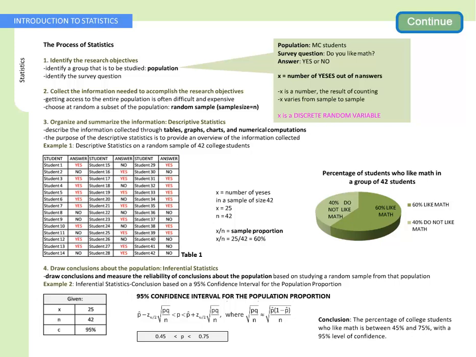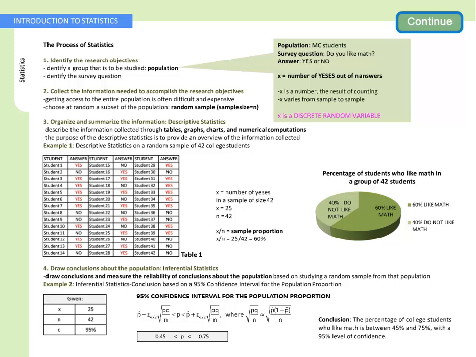The survey resulted in 25 yeses out of 42 answers. We can say that 25 out of 42 Mission College students like math, or 60% of the sample likes math. Inferential statistics is the part of statistics that provides the means to draw conclusions about a population, based on studying a random sample from the population.